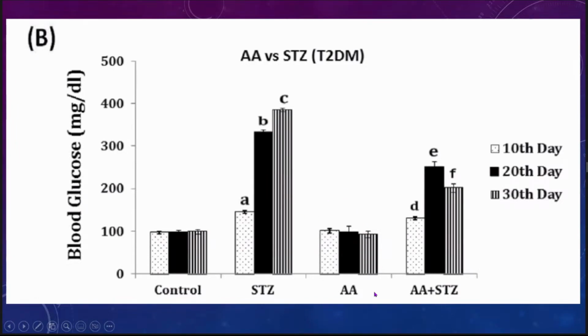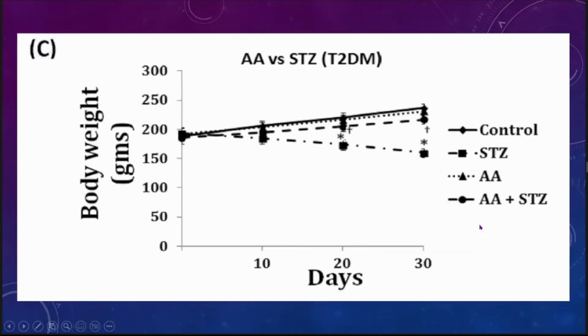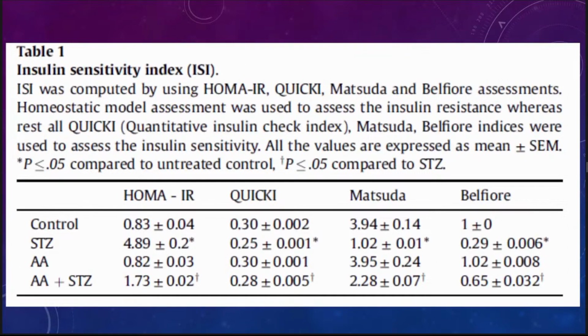Arachidonic acid by itself does not have any effect on the plasma glucose levels, but arachidonic acid with streptozotocin treatment produces a substantial decrease in the plasma glucose levels, suggesting that arachidonic acid can prevent even type 2 diabetes. Then, of course, we looked at the body weight. Body weight is restored to normal in the arachidonic acid treated animals. Then we looked at insulin, because one of the problems in patients with type 2 diabetes is insulin resistance.